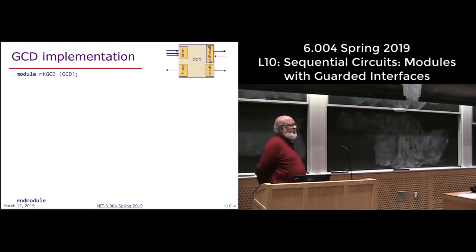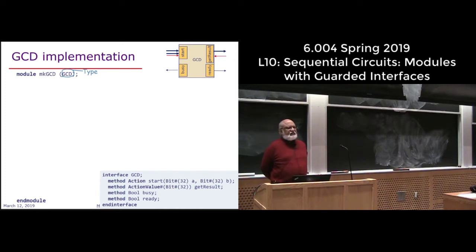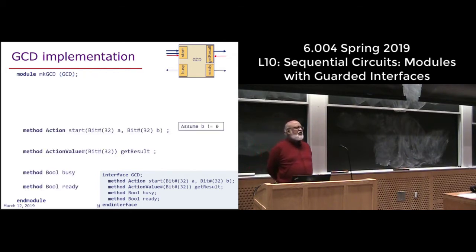Okay, let's go over the GCD implementation which we rushed through at the end of the last lecture. So this is the interface of GCD. We have an action start. We'll give it two values and we expect it to get going. And we have an action value, result, you get result, it returns something and affects the state. And we have two flags, a busy flag and a ready flag. Ready means the result is ready, busy means that you can't give it input because the module is already busy doing something. That's the high level idea. And now let's see if we can write an implementation for it.